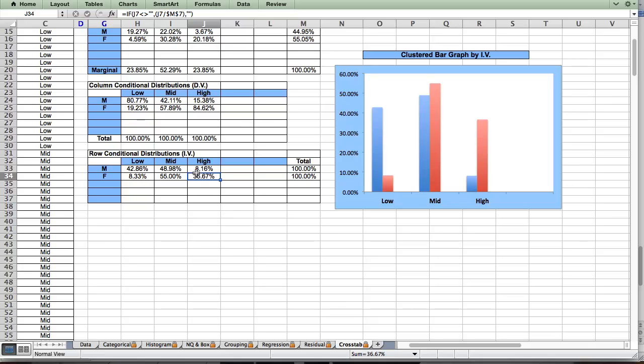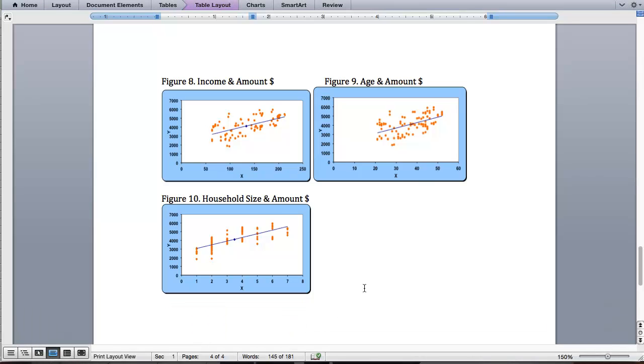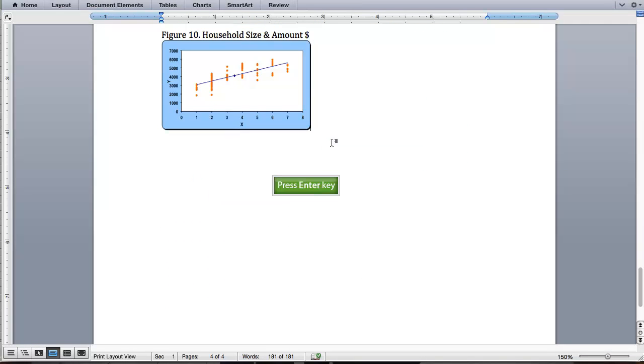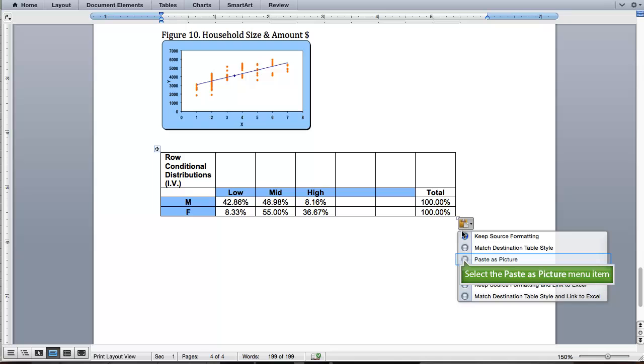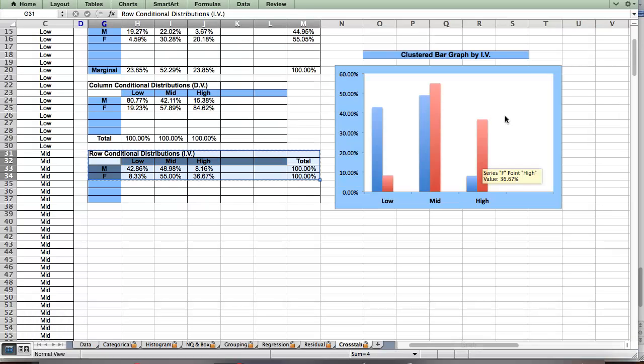So this is a very simple analysis because I can simply copy and paste into my Word document my conditional distributions. And again, we would like to paste as a picture. And that's one. Now we have two more to do, but we could also take, with our conditional distribution, our clustered bar graph.